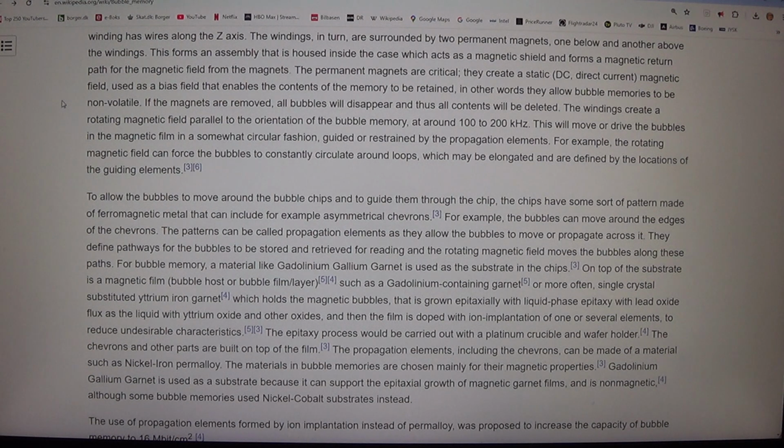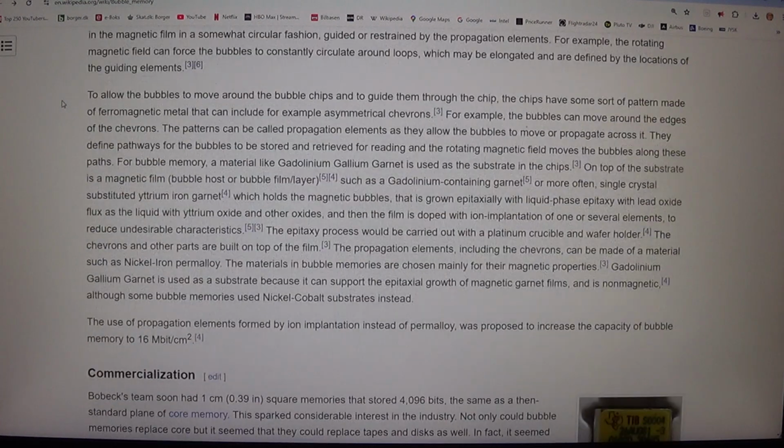To allow the bubbles to move around the bubble chips and to guide them, the chips have some sort of pattern made of ferromagnetic metal that can include, for example, asymmetrical chevrons. For example, the bubbles can move around the edges of the chevrons. The patterns can be called propagation elements as they allow the bubbles to move or propagate across it. They define pathways for the bubbles to be stored and retrieved for reading, and the rotating magnetic field moves the bubbles along these paths.